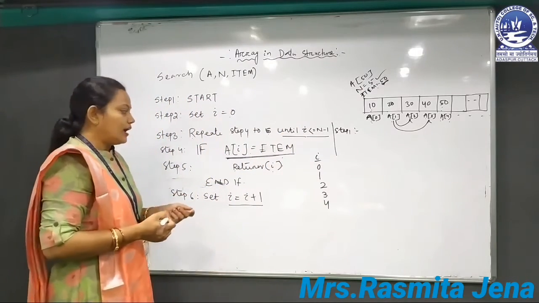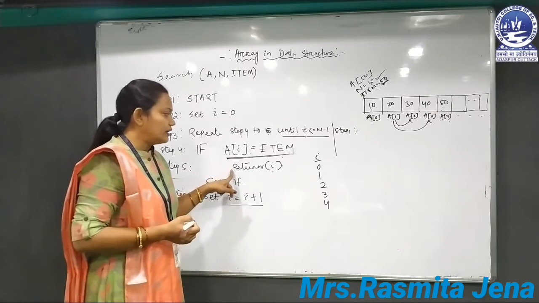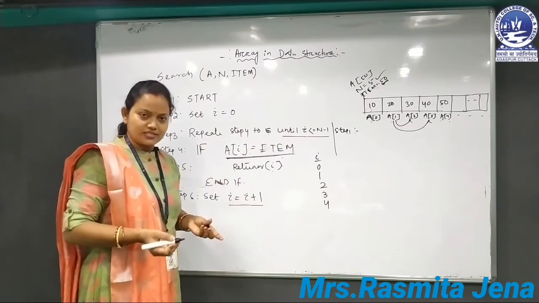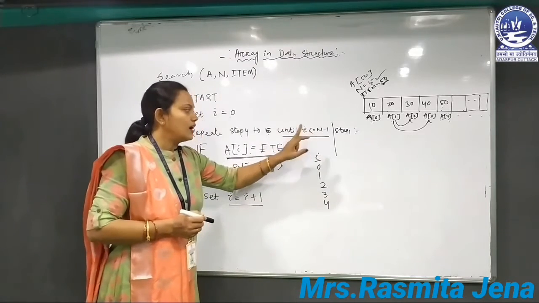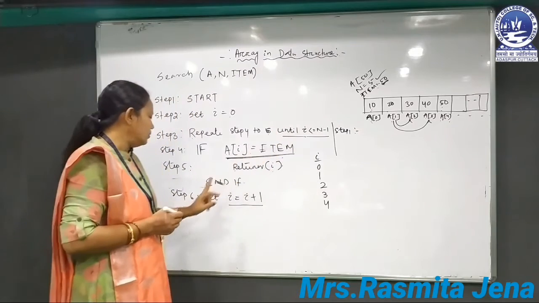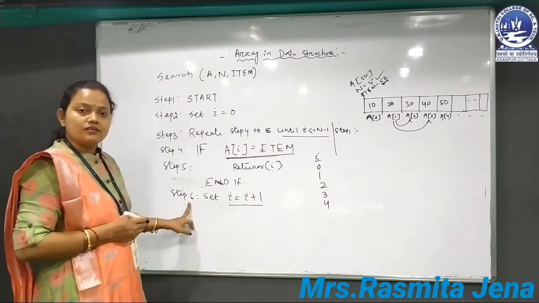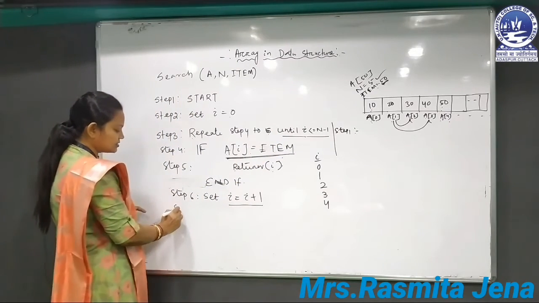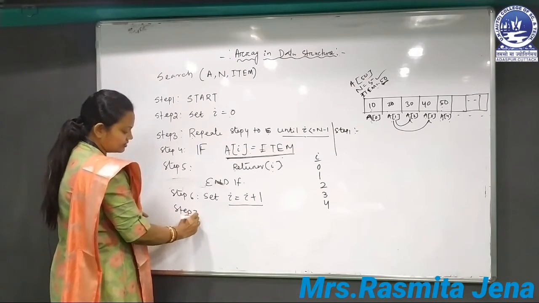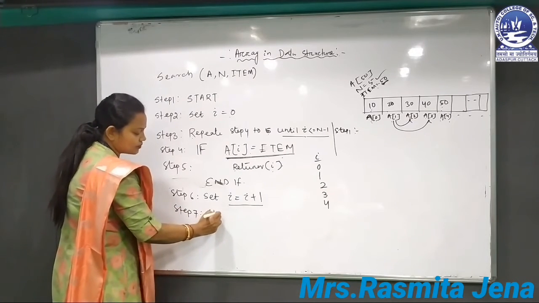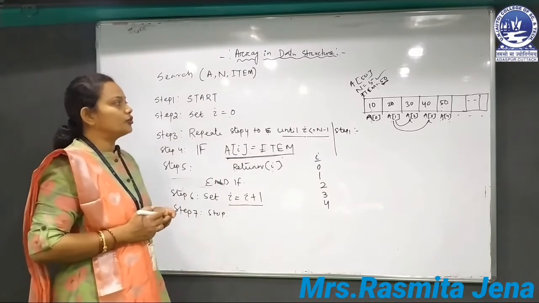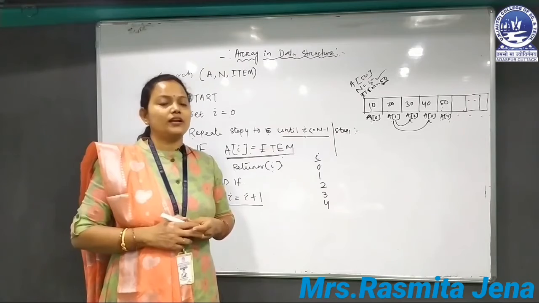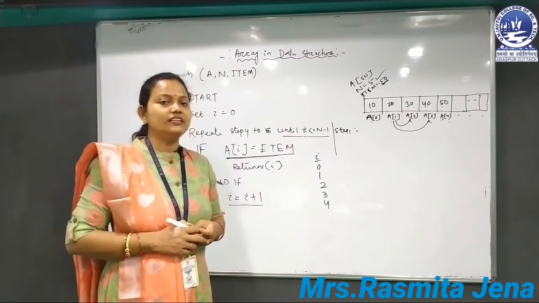And until you get the item, if the item is not present, suppose 50 is not present and this condition is false, you will exit to step 6. And after that, step 7, that is stop the procedure or exit. So this is all about your algorithm to search a particular item in a linear array.